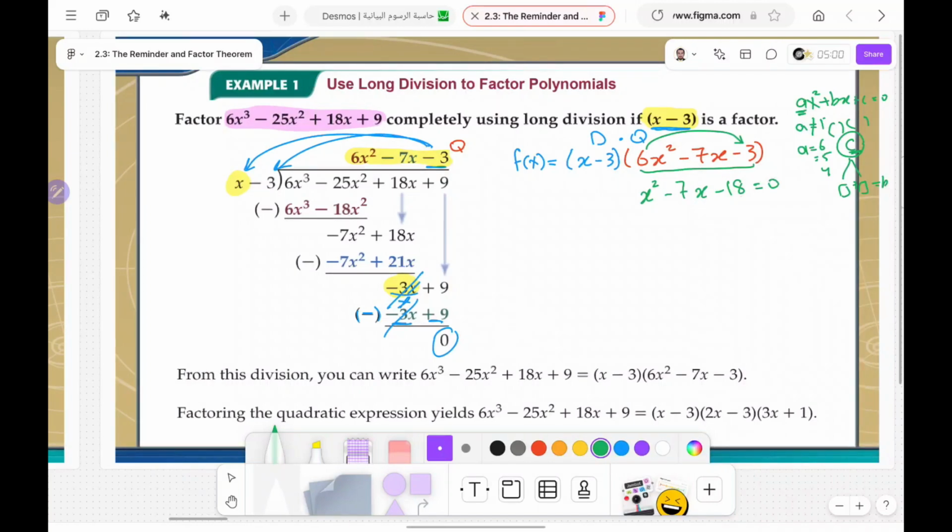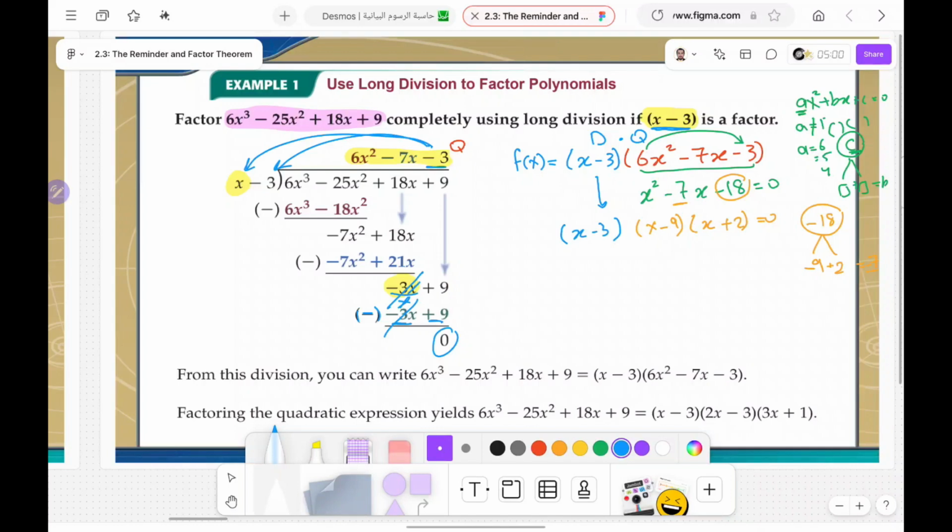After I get this, we take the factors of c. So the product here is negative 18. The factors of negative 18 that add to get negative 7, I know that they are negative 9 and 2, because negative 9 times 2 is equal to negative 18, and if you add negative 9 plus 2, it is equal to negative 7. So the answer here is x minus 9 and x plus 2. And don't forget to take the x minus 3. So as you can see, these are the factors.